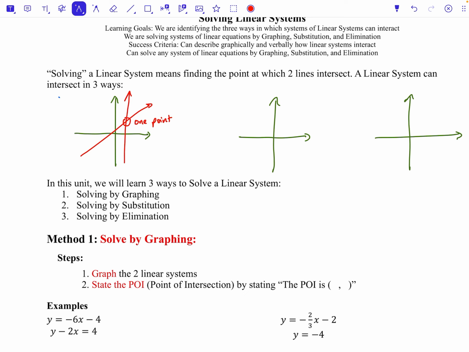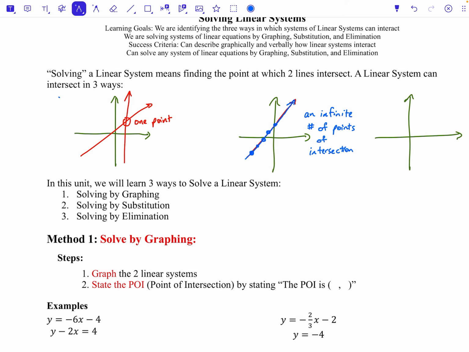Another way that 2 lines could intersect, this one's quite unique, is that they are infinitely intersecting. So the 2 lines are exactly right on top of each other. In fact, they're the exact same line. And this would have an infinite number of points of intersection. Because there's an intersection point here and here and here and here and here, and it just keeps going on and on.